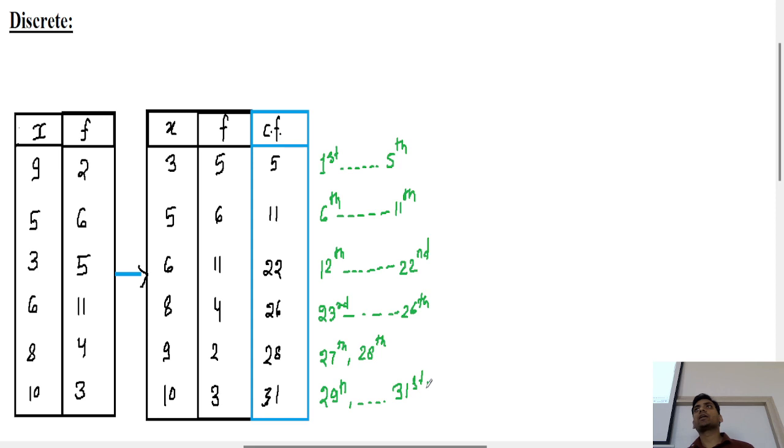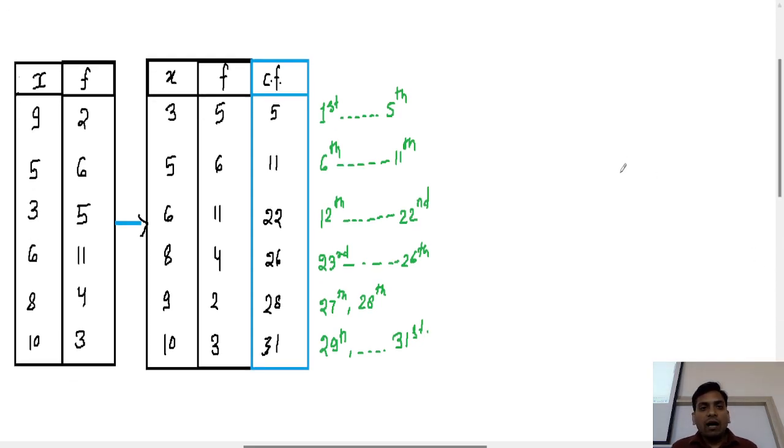Any doubt? Confusion? Okay. So now after finding this CF column, we will find this last value as capital N. This is also known as summation F sometimes. इसको आप summation F भी लिख सकते हो, और this is capital N. ठीक है? Sum of frequency. Done? Okay, now formula.